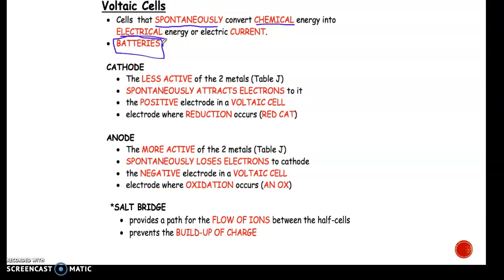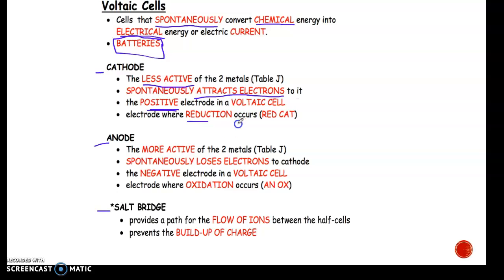Now, when we have a voltaic cell, there are three parts of the cell. We have the cathode, the anode, and the salt bridge. Now, with the cathode, what you need to know is that the cathode is the electrode that has the least active metal or non-metal. It is the one that attracts the electrons. It is the positive electrode because the metal is less active.